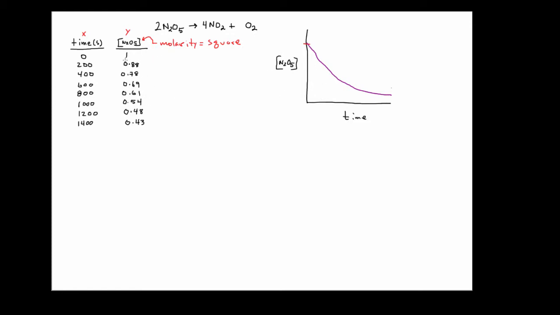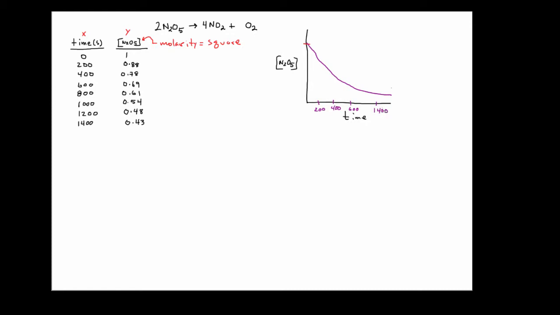Now, in this reaction, we're going to calculate the average rate for the conversion of N2O5 into the other components in the chemical reaction. Specifically, we're going to look at 4 total data points. We're going to look at one at 200 seconds, one at 400 seconds, one at 600, and then one final point out here at 1400.